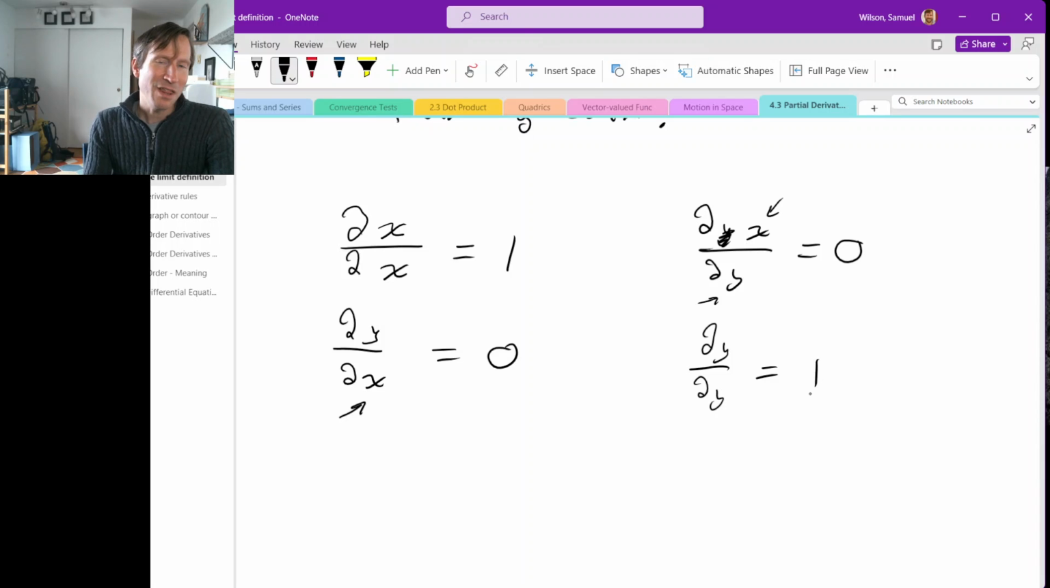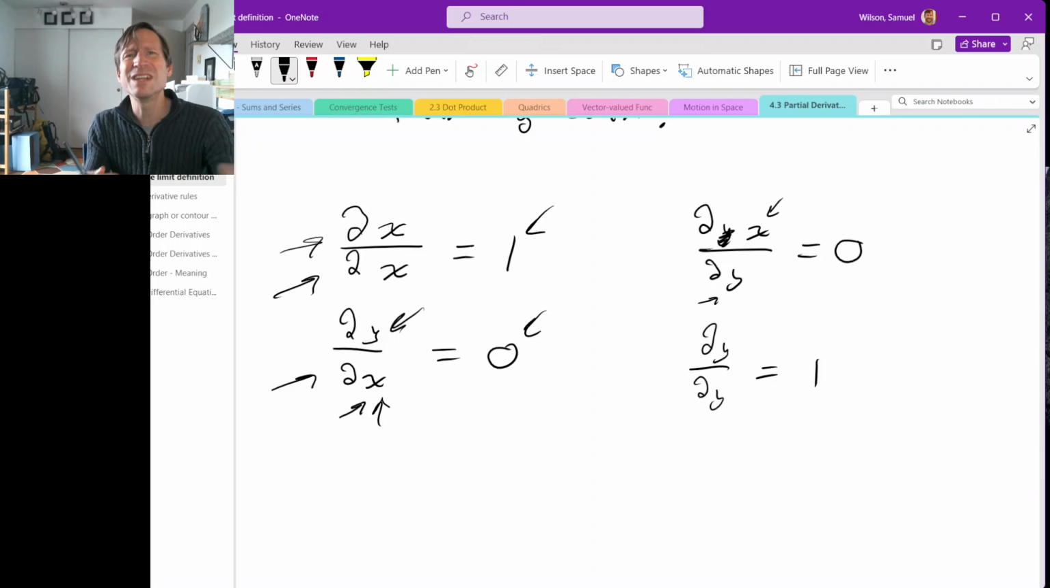So even though we define partial derivatives in terms of a limit, when we actually go to calculate partial derivatives, we'll use all the same derivative rules, as long as we keep in mind that the partial of a variable with respect to itself is 1, and the partial derivative of a variable with respect to some other variable is always 0, because they're independent variables. They're both independent of each other.